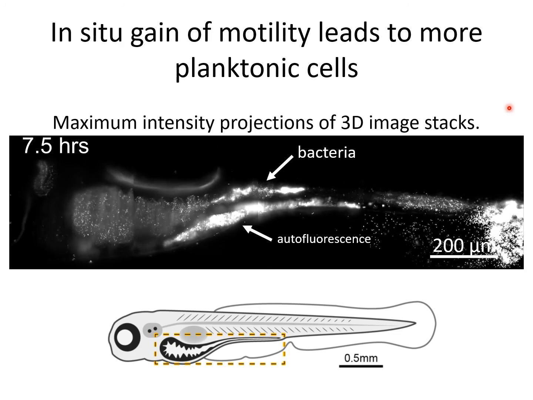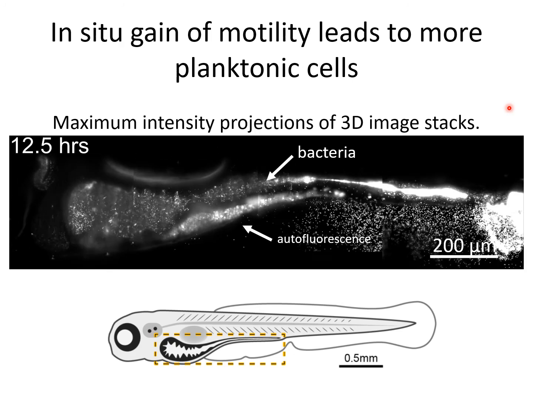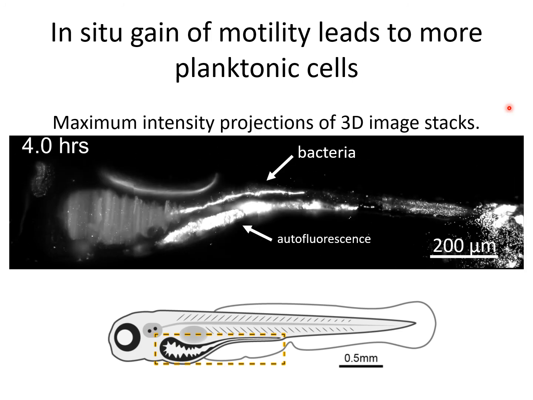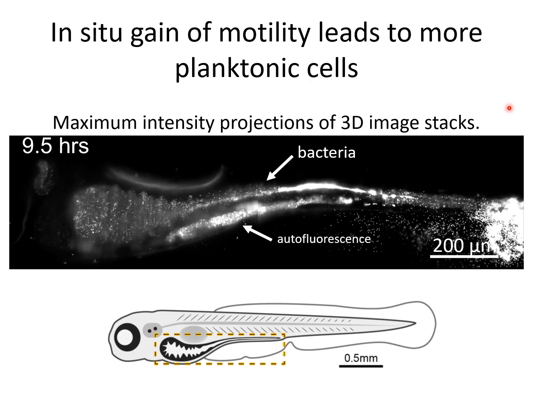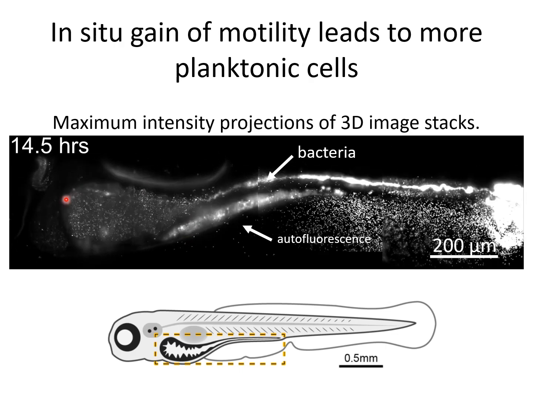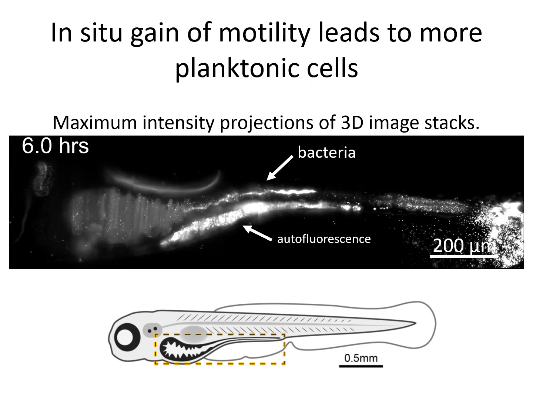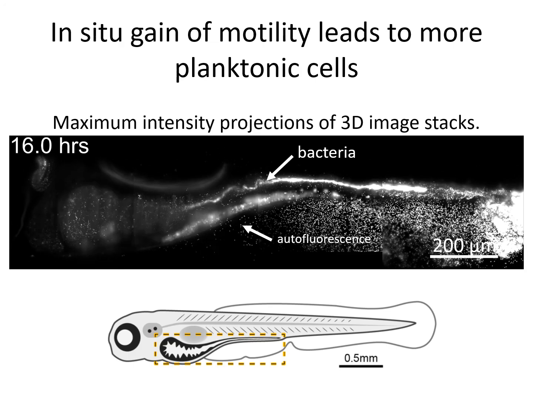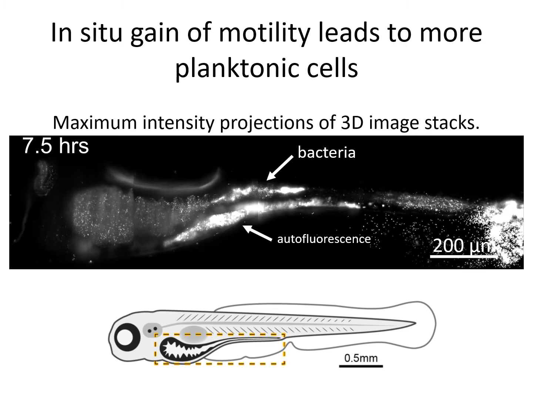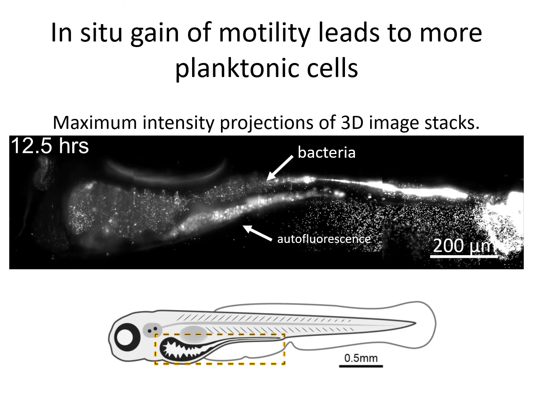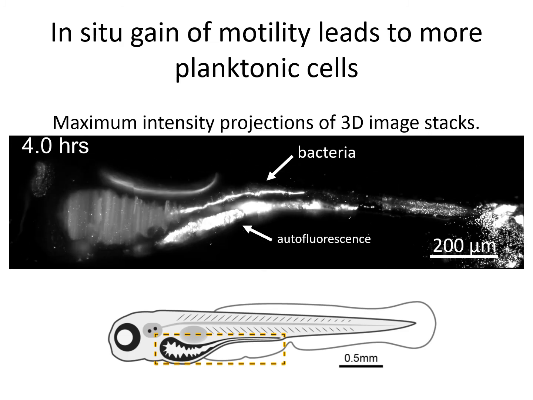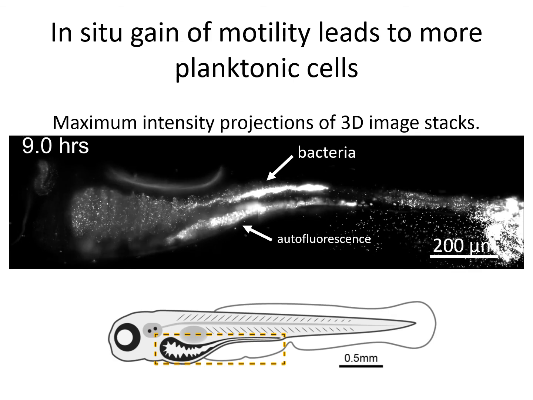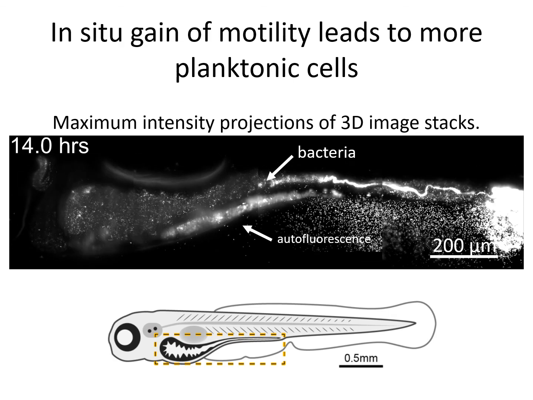When we do this, we see the emergence of many planktonic cells that go on to repopulate the anterior region of the gut over here, and then can confirm through live movies that these cells are in fact swimming. So with these switches, we can control the swimming behavior of these bacterial populations in vivo.